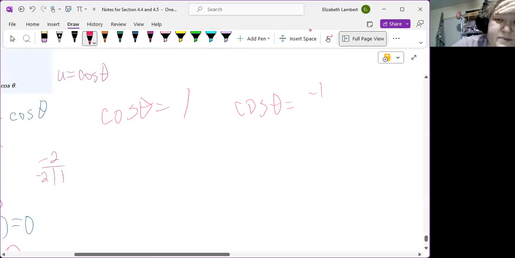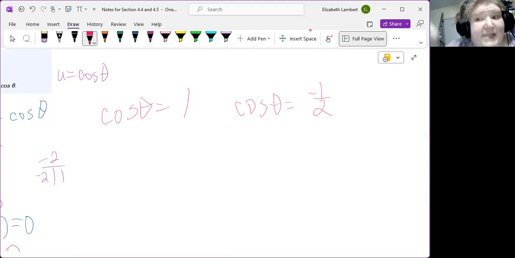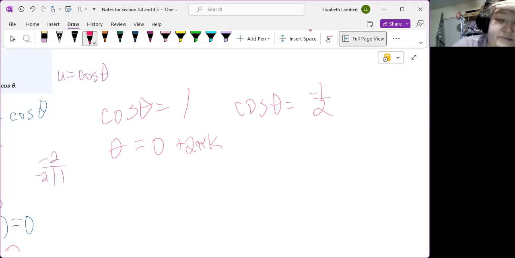All right, so cosine is 1 at 0, which remember at the beginning I said 0 is going to be an answer. So theta equals 0 plus 2 pi k. And then over here, negative 1/2. So when the cosine is negative 1/2, that's the short side, but it'll be quadrants 2 and 3.